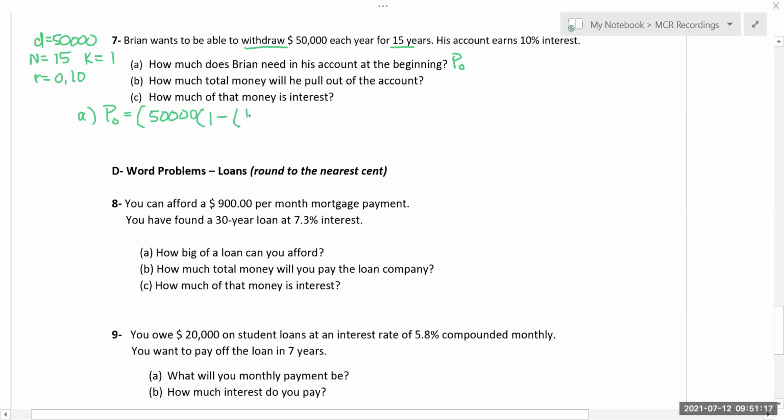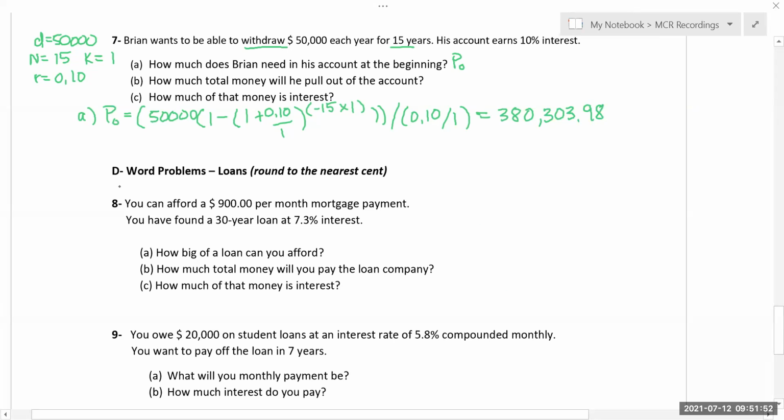And then it says 1 minus 1 plus R over K raised to the negative NK. And then it's all divided by that R divided by K. So you can type it in exactly as you see it there with the caret, with all of that. So pause, make sure you have that. What I come up with is $380,303.98. No small feat, right?